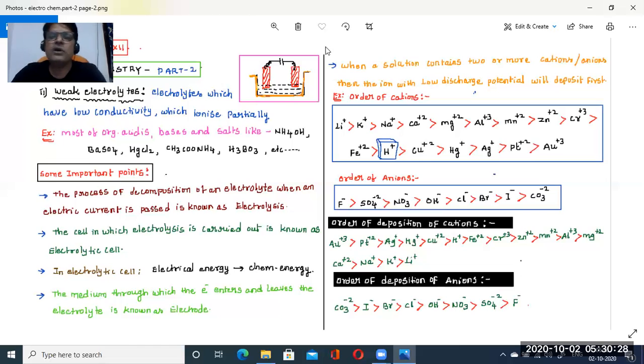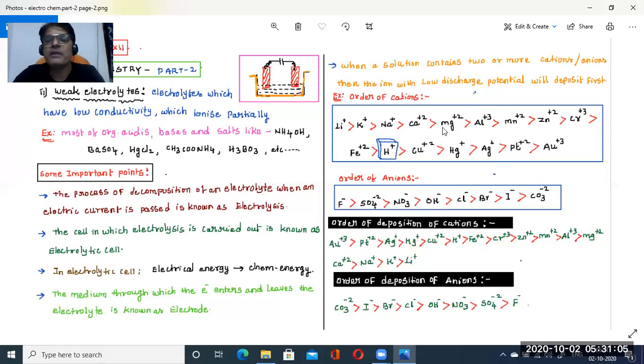Okay, so when a solution contains two cations, or two anions, the ion which has the lower discharge potential can be deposited first. So see, first the order of cations, this is the order of depositing. First lithium can be deposited.